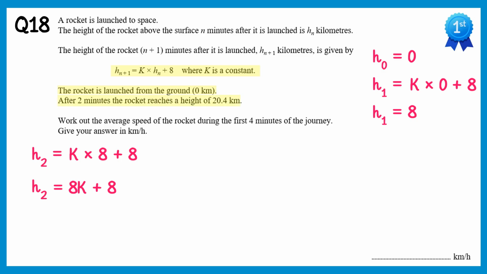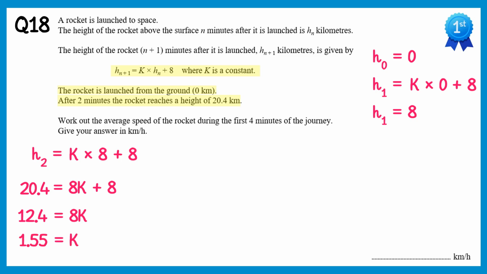It says after 2 minutes the height of the rocket is 20.4. So we can replace that h2 with 20.4, and then we have an equation that we could solve to find k. If you subtract 8 from both sides, you get 12.4 equals 8k, and then divide both sides by 8, you'll get a k value of 1.55.